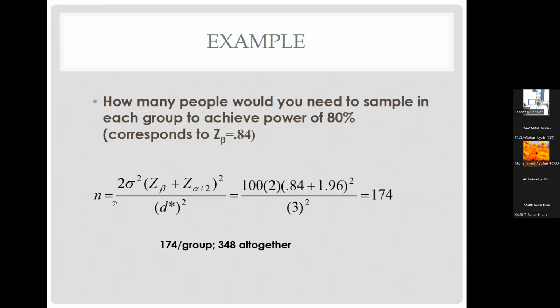So it means for group 1, you need 174 individuals to be 80% sure, having 3% margin of error, 95% confidence. And altogether, we calculate 348 people. You simply multiply 174 by 2, and you get the total number if you're comparing 2 groups here.